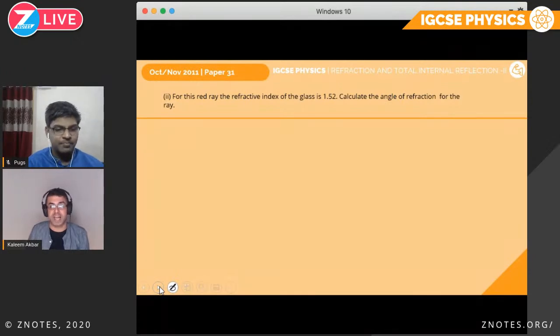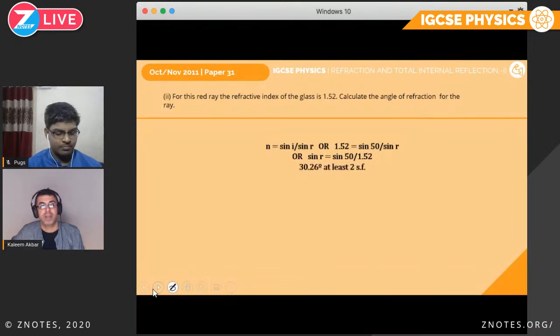Well, now, guys, you've got the angle of incidence and you've got the refractive index. So what do we use? n equals sin i over sin r, or 1.52 equals sin 50 over sin r. Well, what am I going to do here? I'm going to rearrange. sin r equals sin 50 over 1.52. Now, here's the thing I need you to watch.